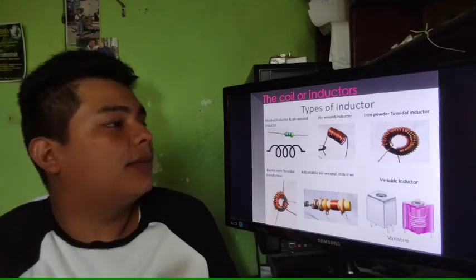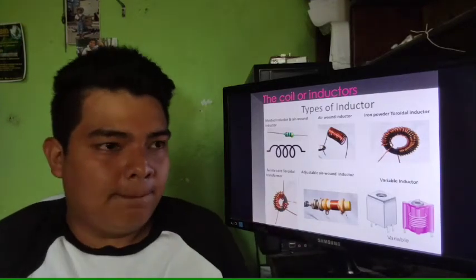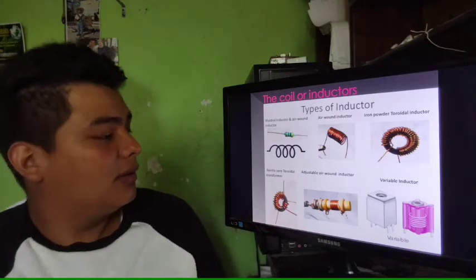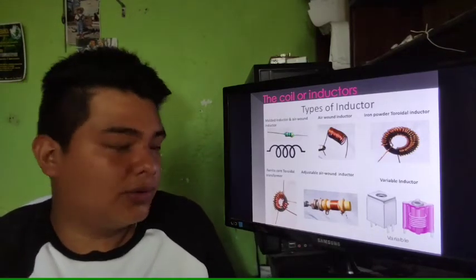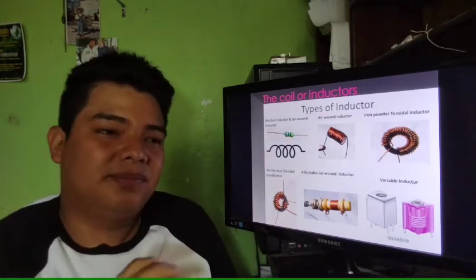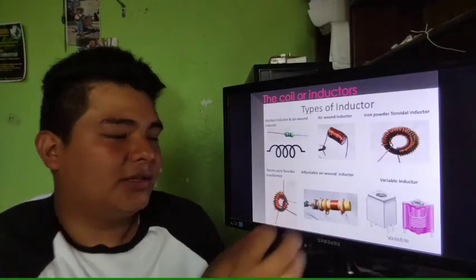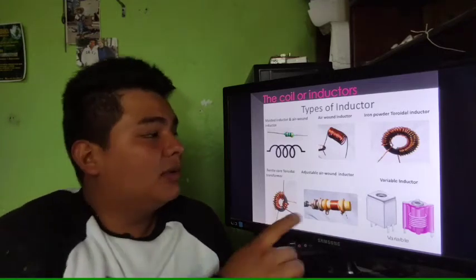Another type of common component in electronics is the inductor. The function of the inductor is to generate an electromagnetic field. The most common is the wound inductor, or the variable inductor, which is more used in traditional TVs or traditional radios. The symbol of the component is this.